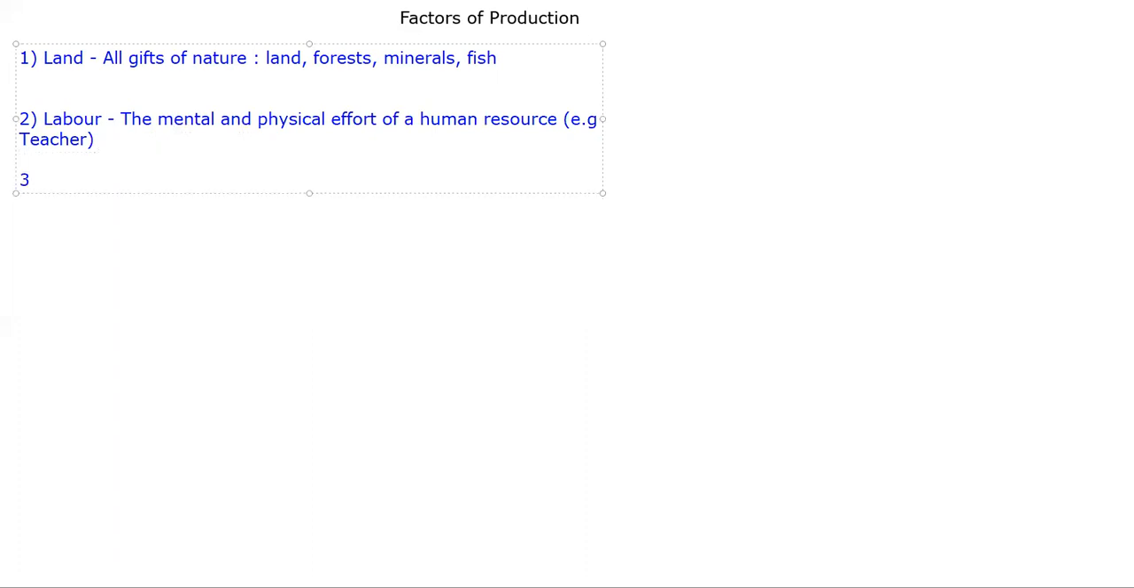There's not really anything complicated with factors of production. You just need to know what they are. Land is basically all gifts of nature. Labor is just the mental and physical effort of your human resources.